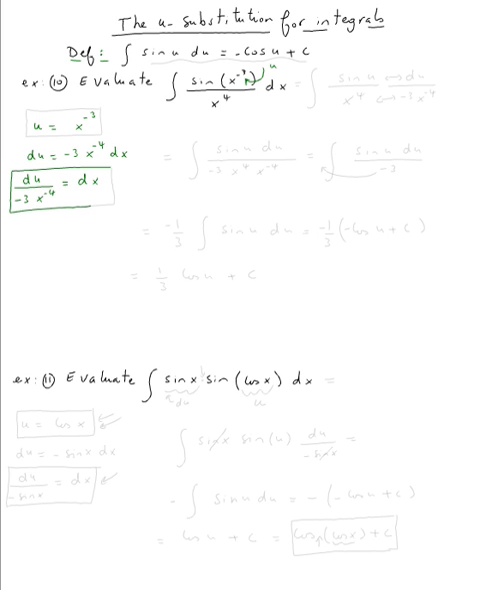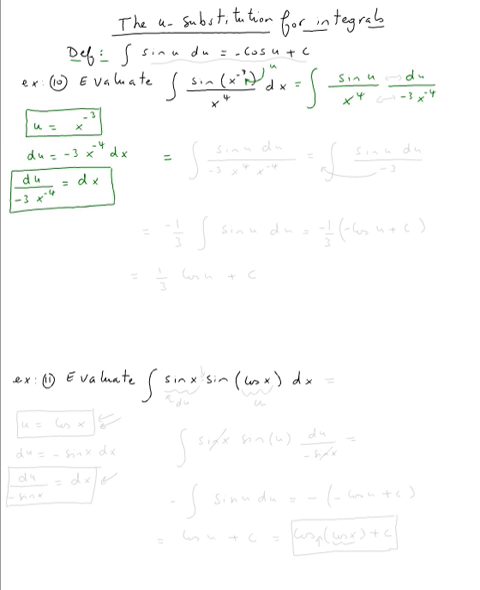Now, just like previous examples, we always need the dx and the u. So let's replace it and see what happens. This integral will be equal to sine of u over x to the 4th, and the dx is du over negative 3x to the negative 4. Now let's see if we can simplify this further.